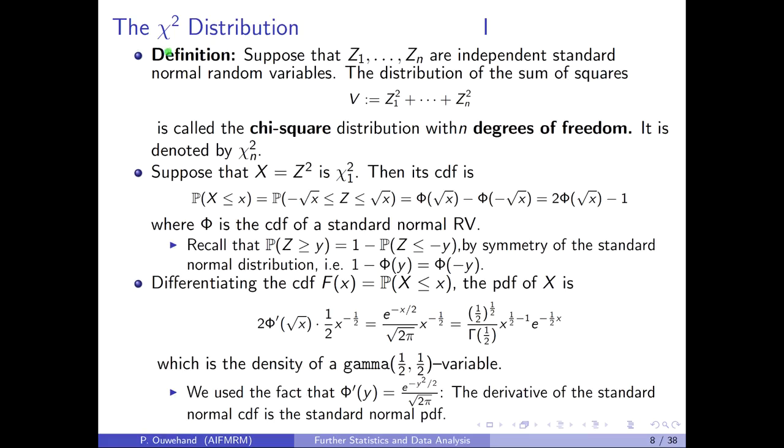Next, we consider the chi-squared distribution. This here is the Greek letter chi, spelled like this, C-H-I.